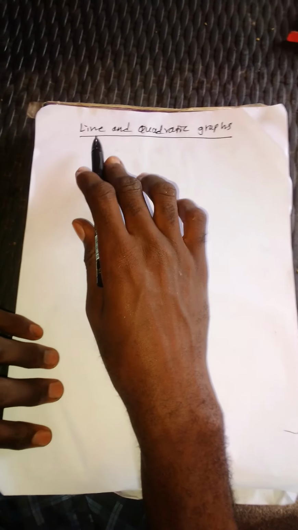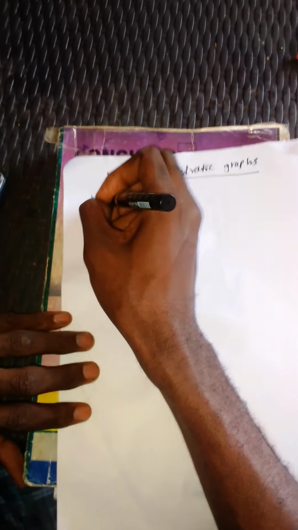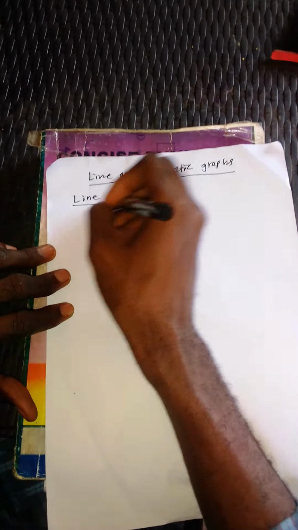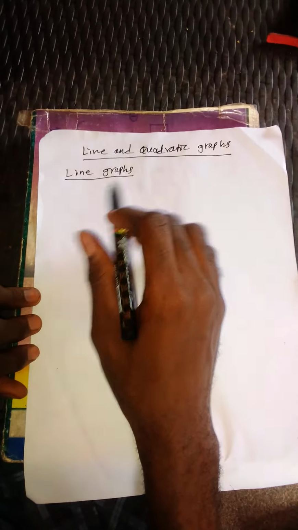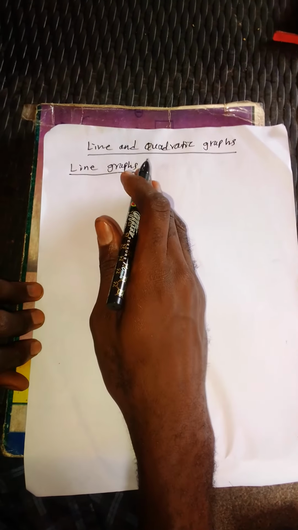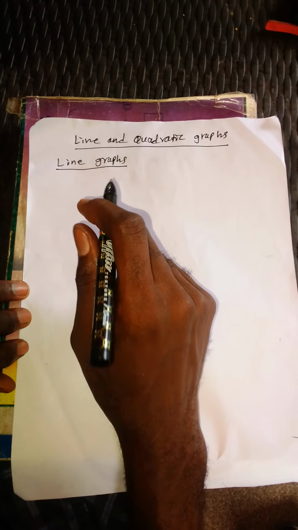So this again is how we can have our line graph and quadratic graphs. So the first point, let's start with our line graphs. You see, we have four types of lines. We have the vertical line, the horizontal line, the rising line, and the falling line. Those are the four types of lines we have.